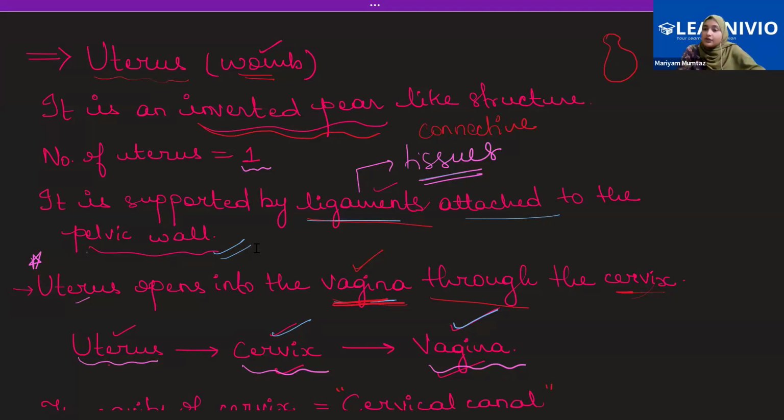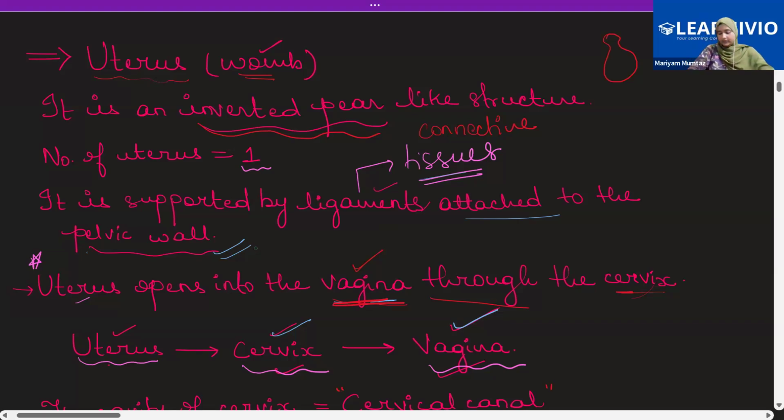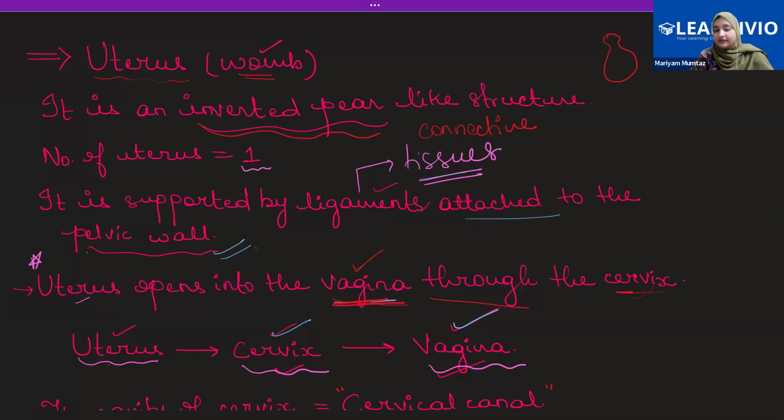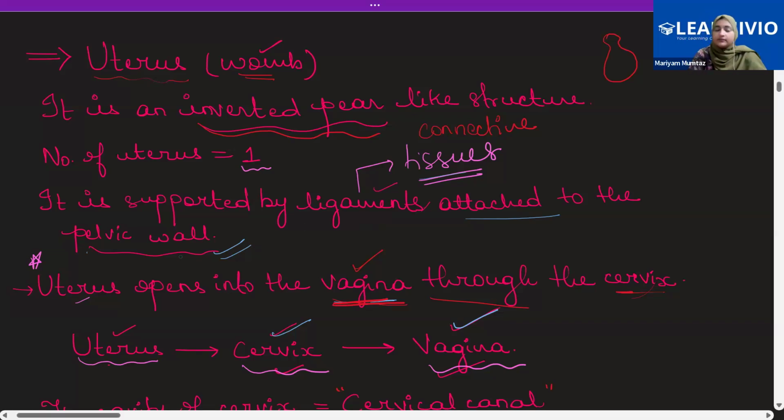Now again, the uterus is not hanging in the body. It is attached to the wall of the pelvis by tissues called ligaments. The uterus opens into the vagina, which is the final opening of the female reproductive tract, via the cervix. So first the uterus will open into the cervix, which will open into the vagina.